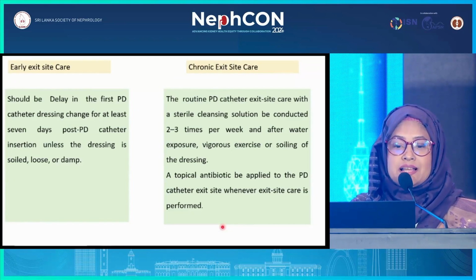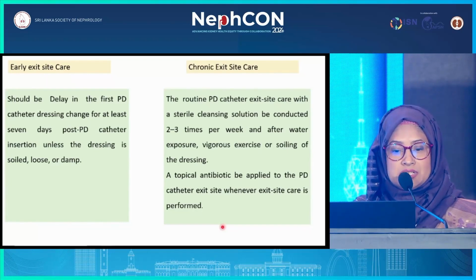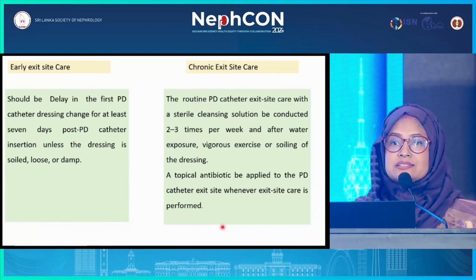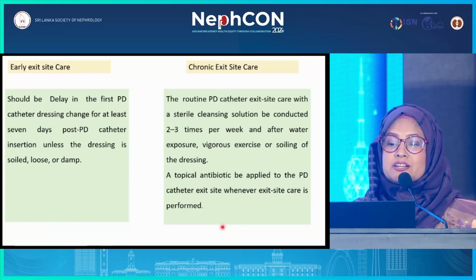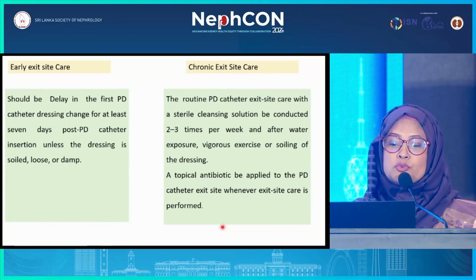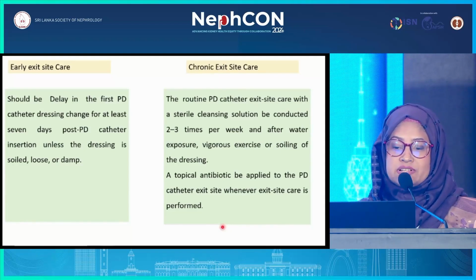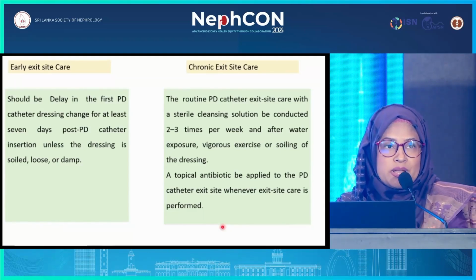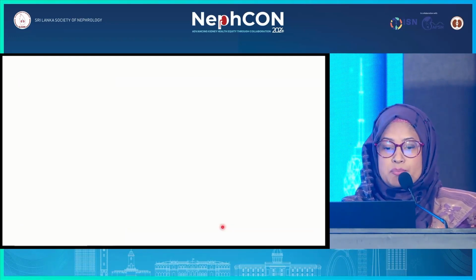So exit site care should be postponed for at least 7 days after insertion of the catheter, unless the dressing is soiled, loose, or damp. And chronic exit site care should be conducted 2 to 3 times per week, not more than this, unless there is vigorous exercise or soiling of the dressing. And topical antibiotics should be applied whenever we are giving chronic exit site care.